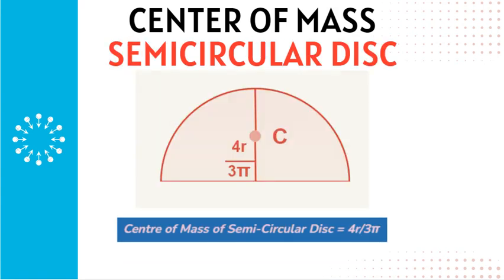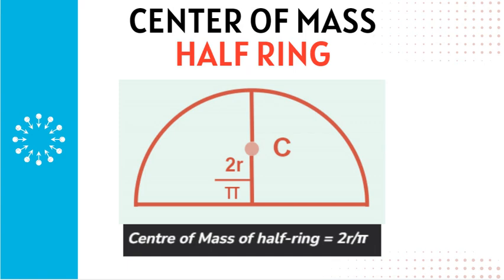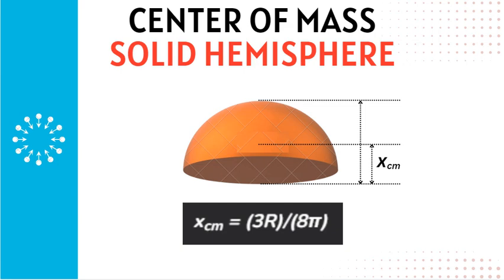For a semicircular disk of radius r, the center of mass is located at a height of 4r by 3 pi from the base of the disk. And for a half ring, it is 2r by pi from the base. For a solid hemisphere, it is at a height of 3r by 8 from the base.